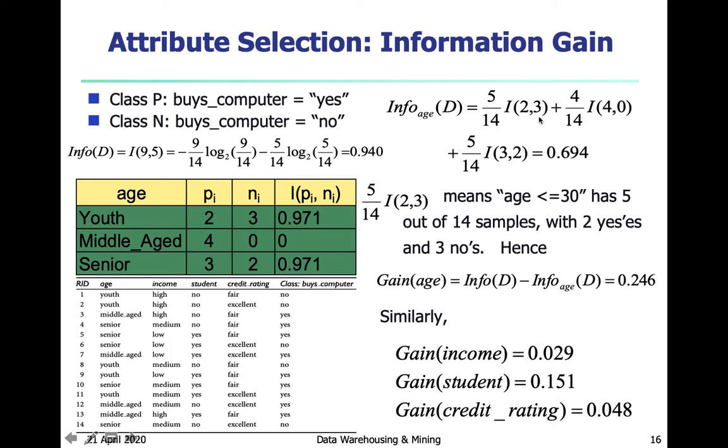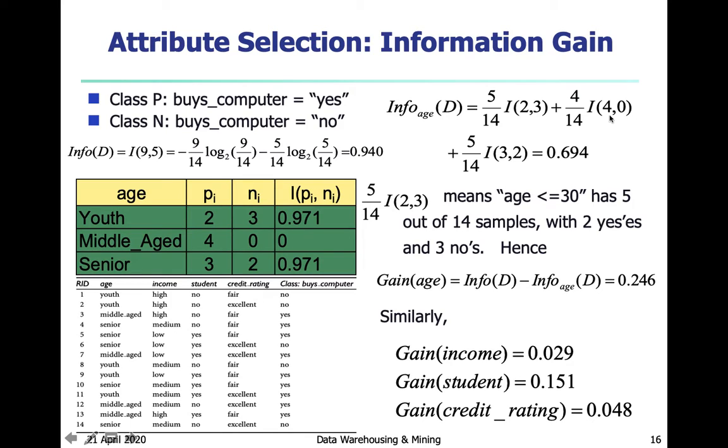Here also you can split like this, right? This I(2,3) is nothing but minus 2 by 5 log 2 by 5 to the base 2 minus 3 by 5 log 3 by 5 to the base 2. I mean, this is 2 yes and 3 no. So same like this we can find here.